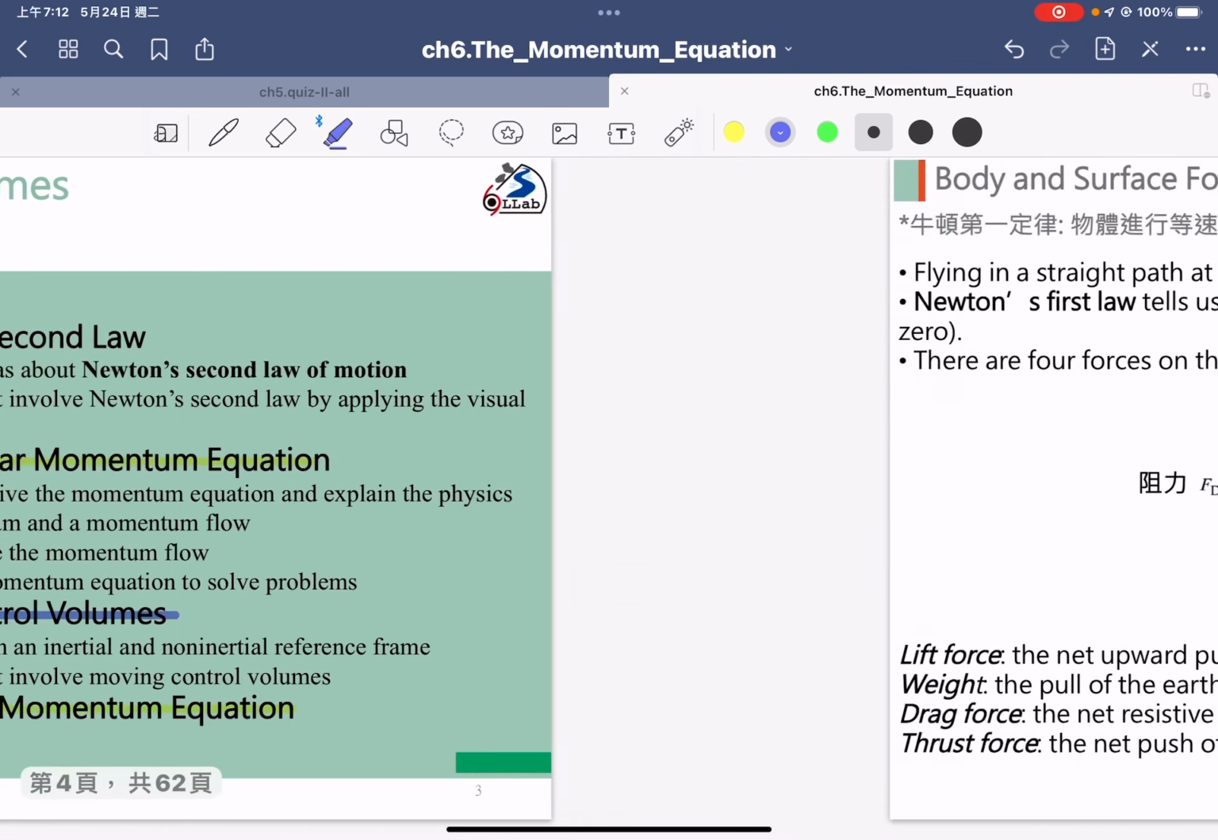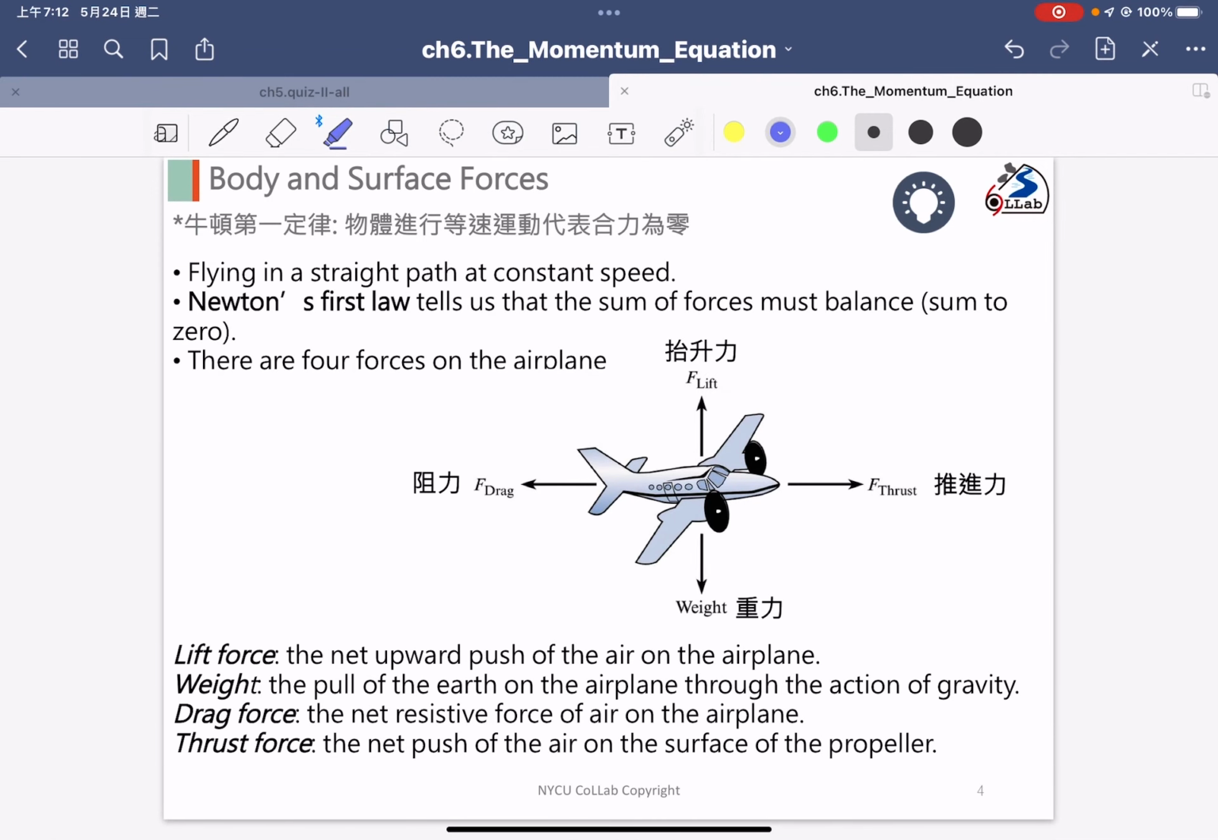Okay, so first we discuss force, and our topic is how we can distinguish between body force and surface force. The slide showing here is one example. Our target is an airplane, and there are four forces we can see, such as the lift force, the thrust force, the drag force, and the weight. And the different forces have different directions.